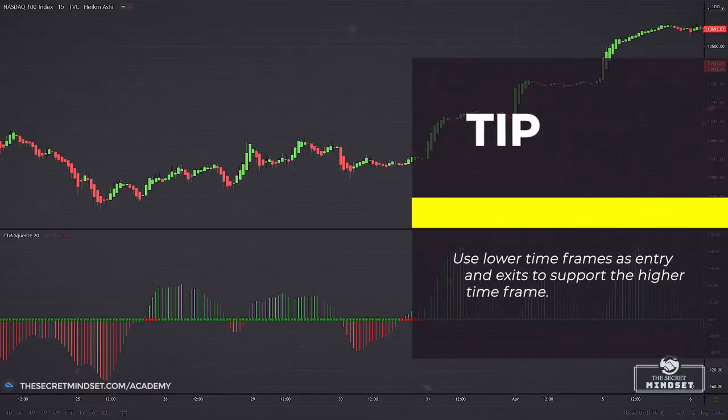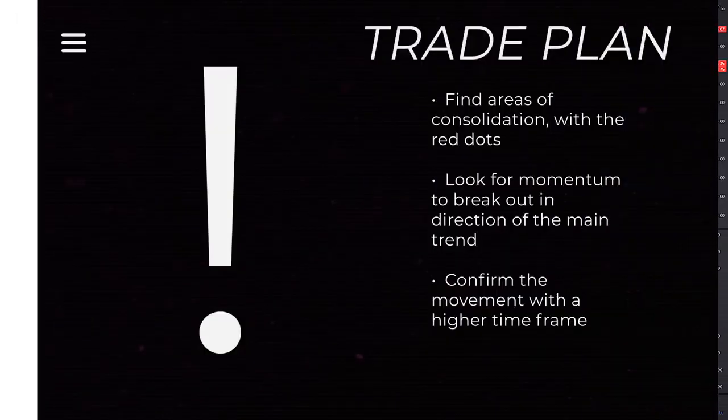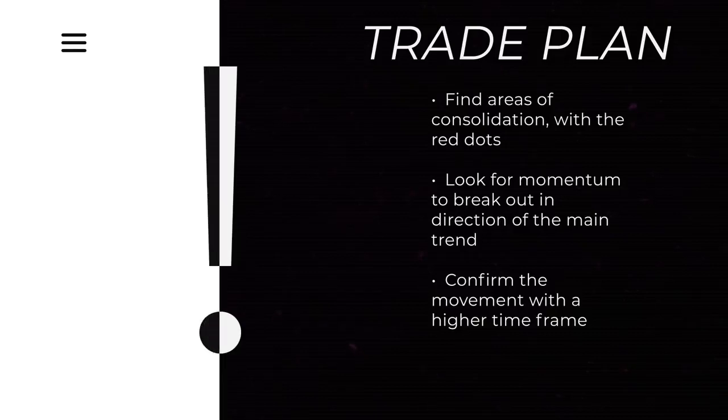Lower timeframes are typically used as entry and exits to support the higher timeframe when day trading or swing trading. Just remember these steps. Find areas of consolidation with the red dots. Look for momentum to break out in the direction of the main trend and confirm the movement with a higher timeframe.